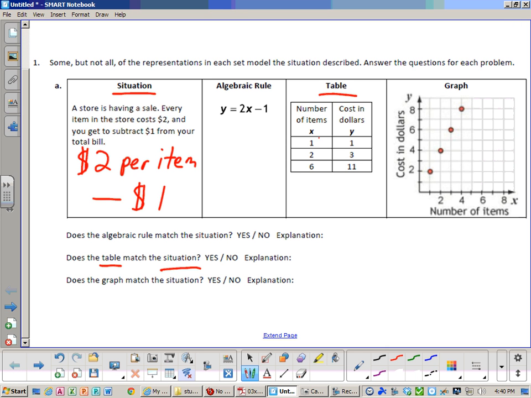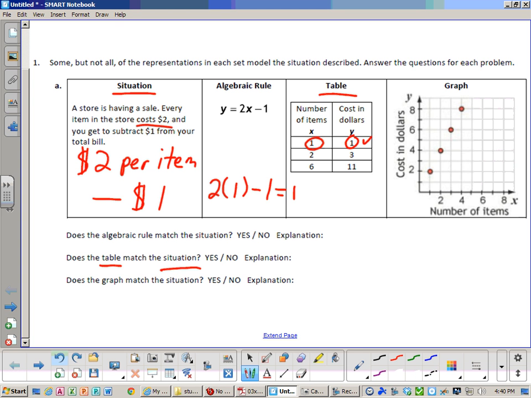So if I buy one item, don't forget, every item costs $2. So that's 2 times 1, excuse me, beg your pardon, 2 times 1, right? Then minus $1 from the total bill. That is equal to 1. So it worked out. It checks out.